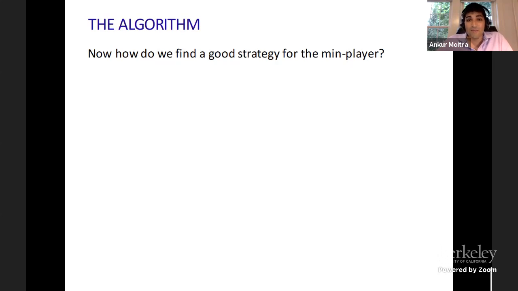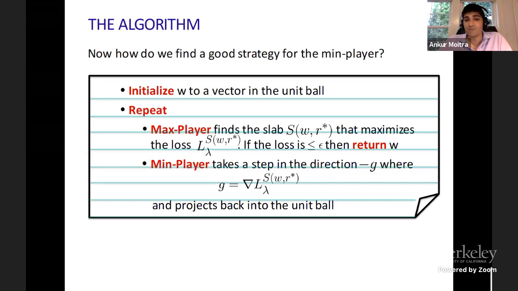Well, probably many of you have seen these kinds of things before. All we do is we do it iteratively. We start with some guess for the min player randomly. Let's say we choose W randomly in the unit ball, doesn't really matter. And then the max player is going to try and do well in response. So the max player is going to try and find a slab, let's call this slab defined by R star, that maximizes the leaky ReLU loss on that slab.